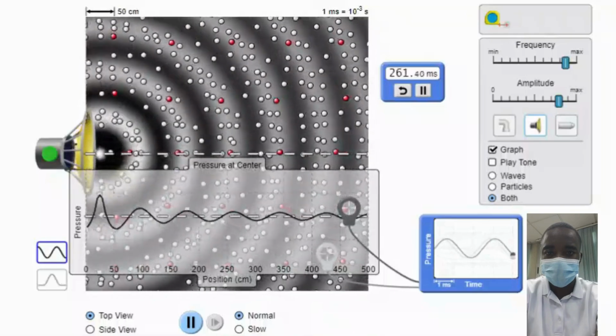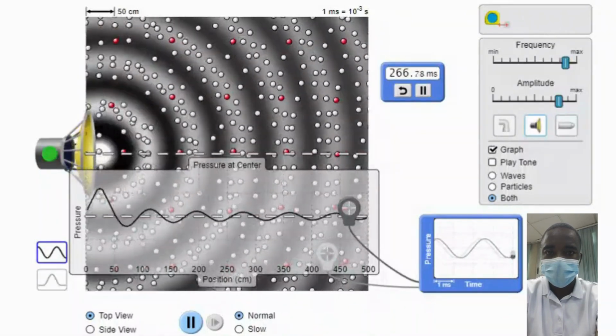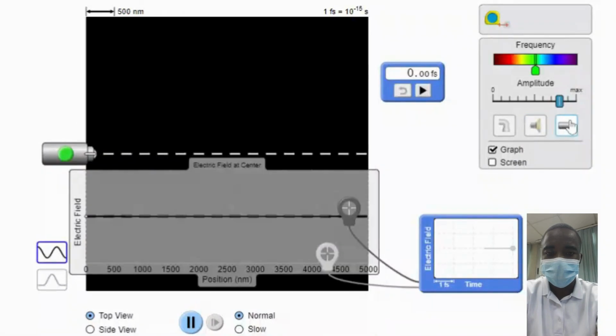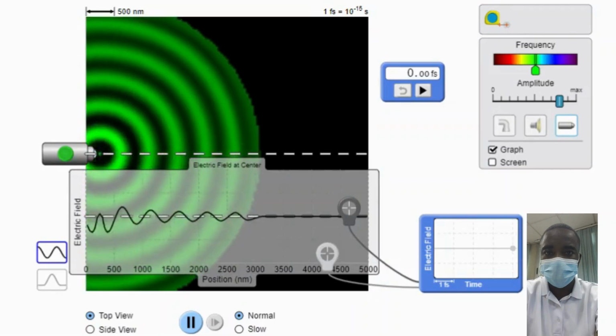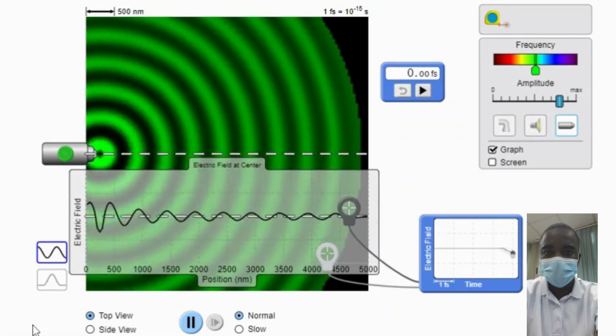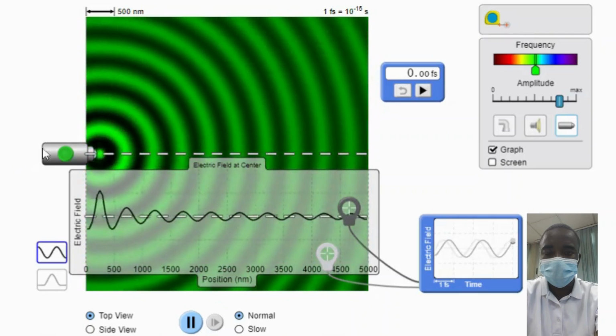By varying these parameters, students can observe how the size and shape of the aperture, as well as the wavelength of the waves, influence the diffraction pattern. This interactive feature helps students gain a deeper understanding of the factors that affect diffraction and the resulting wave patterns.